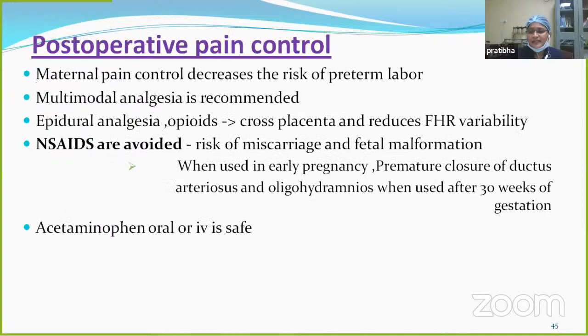Coming to postoperative pain control, maternal pain control decreases the risk of preterm labor. Prophylactic tocolytics can be given, and multimodal analgesia is recommended, including epidural analgesia after the delivery of the fetus. Before delivery of the fetus, if opioids are given, they cross the placenta and reduce fetal heart rate variability. NSAIDs are avoided as there is a risk of miscarriage and fetal malformations in early pregnancy, and premature closure of the patent ductus arteriosus and oligohydramnios after 30 weeks of gestation. Acetaminophen, or paracetamol, can be used as it is safe.